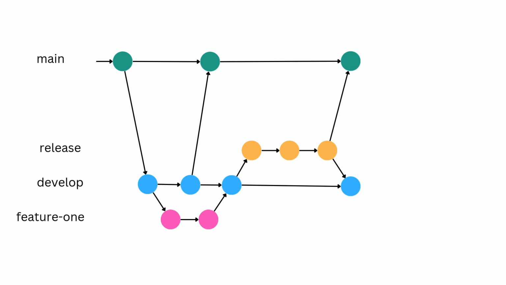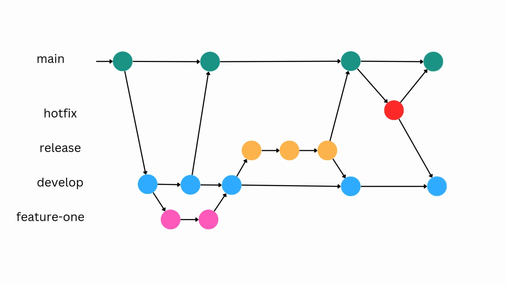Hotfix branches. These are used for urgent bug fixes needed in production. A hotfix branch is created from main, and once the fix is applied, it is merged back into both main and develop, ensuring the fix is in production and future releases.